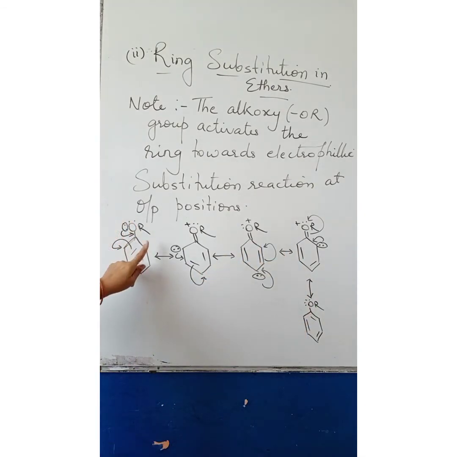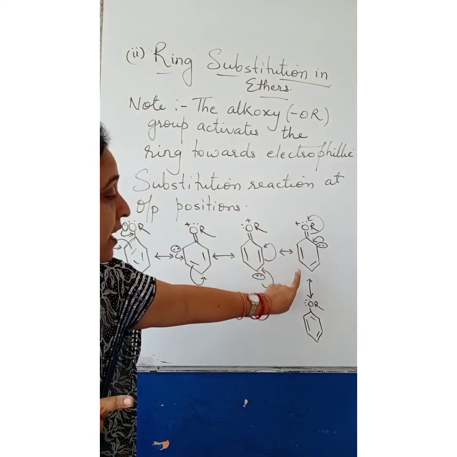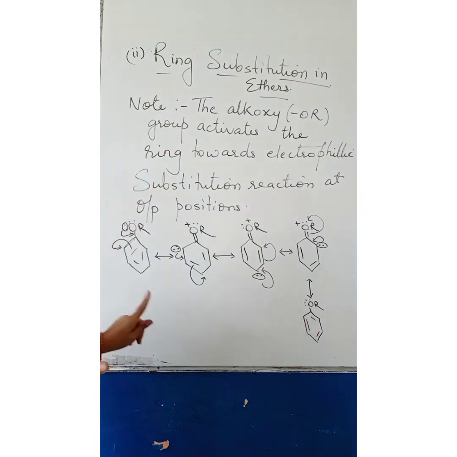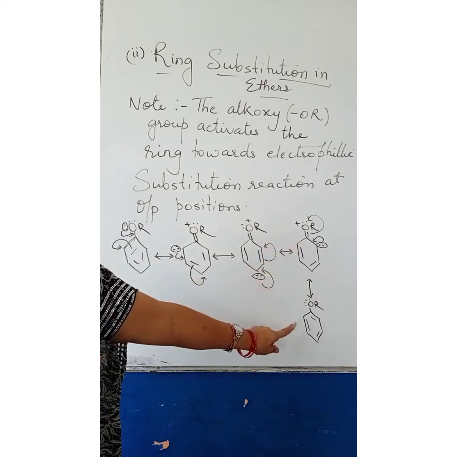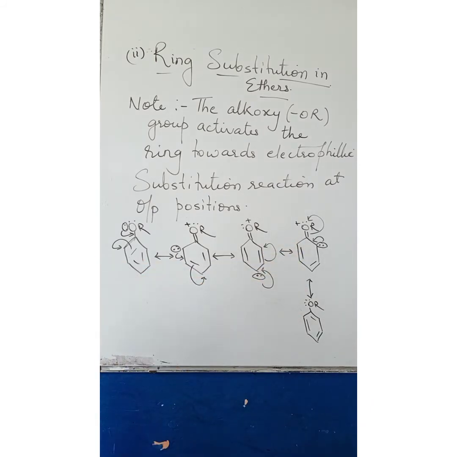If you observe this resonating structure, the lone pair from oxygen goes on to form a double bond, and this electron pair moves, resulting in various resonating structures. From these resonating structures it is very clear that the electron density is maximum at ortho and para positions. So as a result of this, the electrophilic substitution reaction takes place at ortho and para positions.